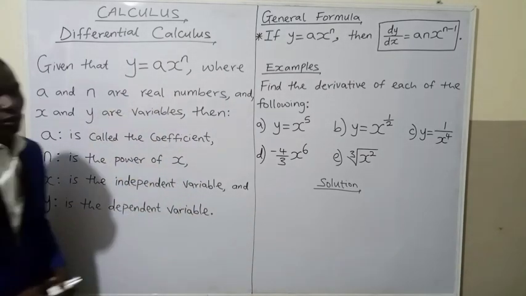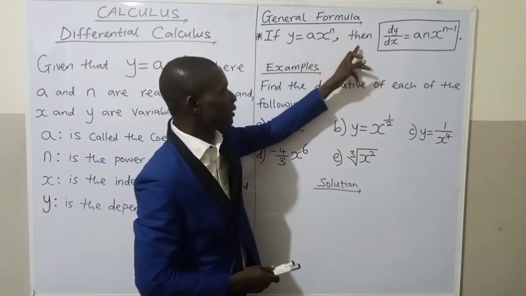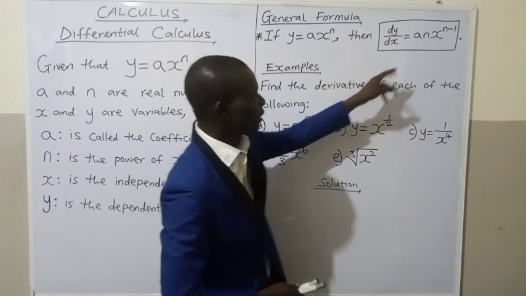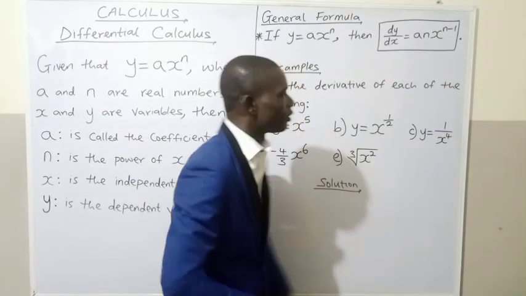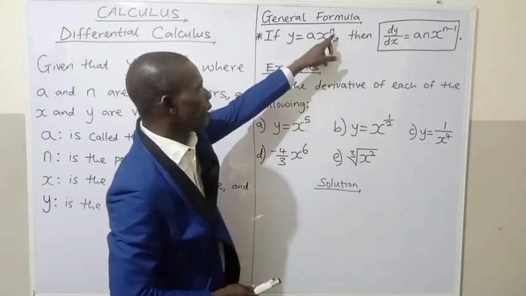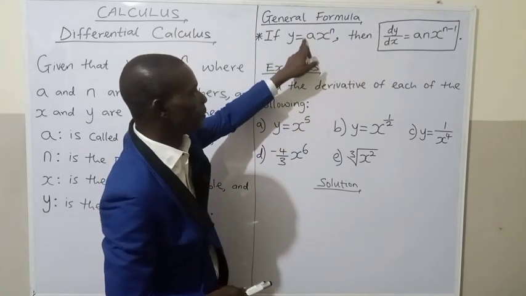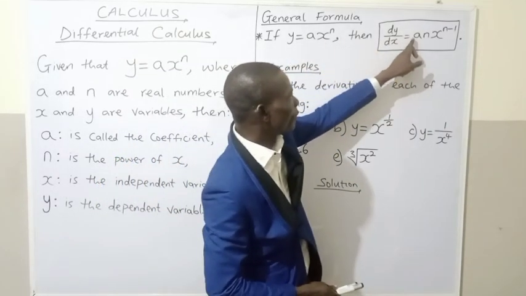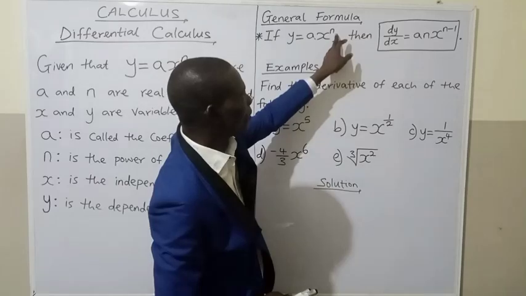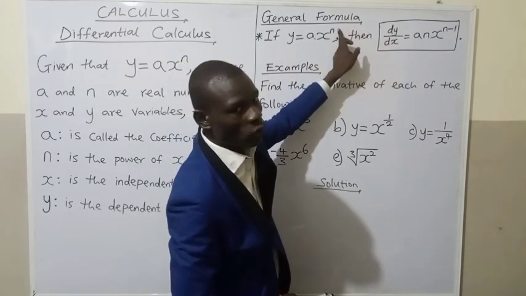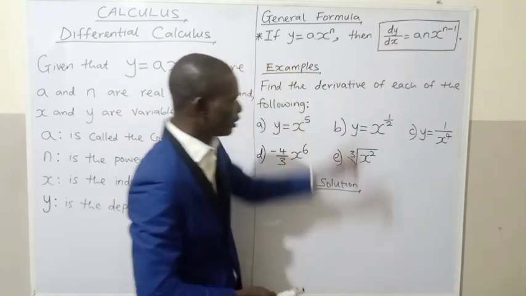Now moving on to the derivative aspect. It says that if y equals ax raised to the power n, then dy by dx equals anx raised to the power n minus 1. What happens there is that the power of x, which is n, comes behind when you want to do dy by dx. It comes behind to multiply a. That's why we have a multiplied by n gives us what? an. Now, when we multiply it by a, what we do is that we subtract 1 from that power. So that is anx raised to the power n minus 1. That is what we see there.